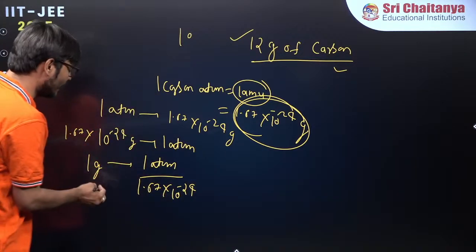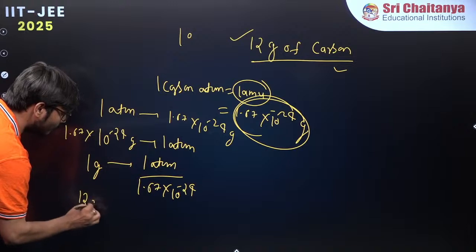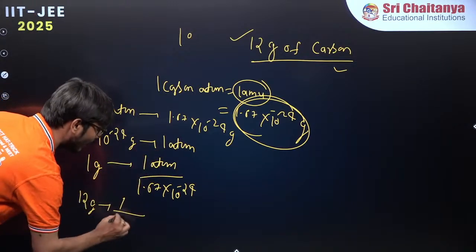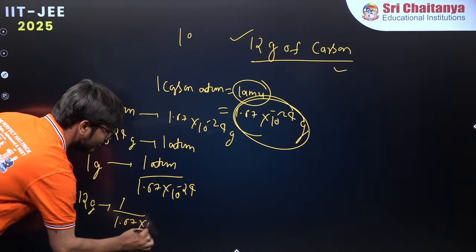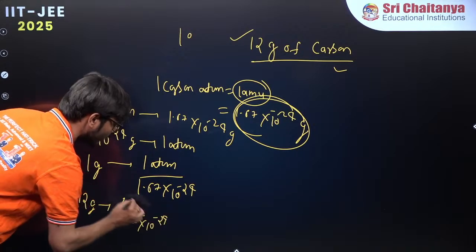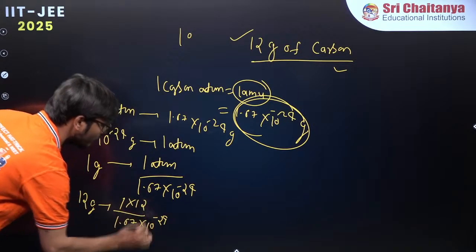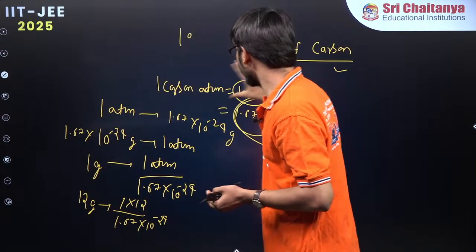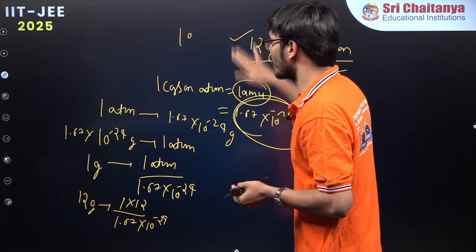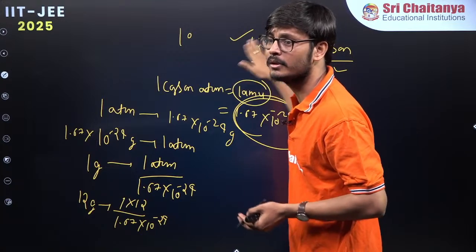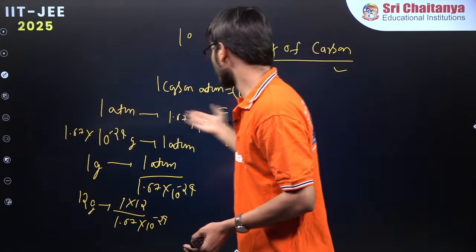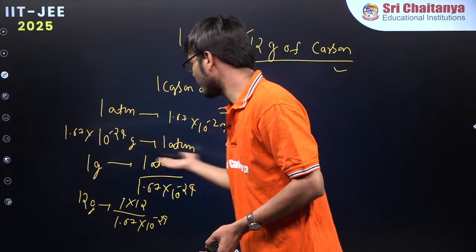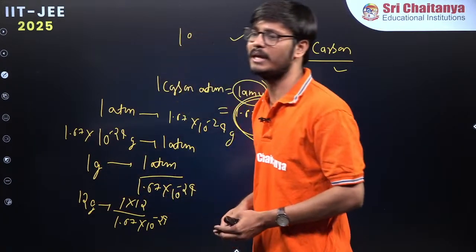And then what I can write? Then I can write 12 gram will contain how many atoms? So 1 by 1.67 into 10 to the power minus 24, into 12. So this was the idea of the scientist. They knew that 1 AMU's mass is this much. So how many atoms should 12 gram contain? One atom contains this much mass, 1.67, isn't it? So 1 gram contains this much, so 12 gram will contain this many atoms.